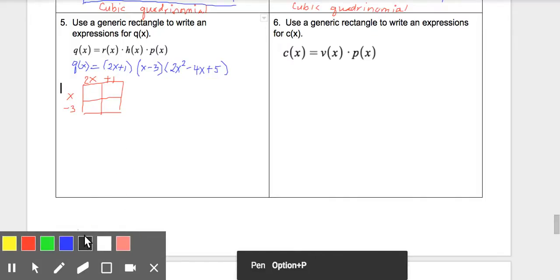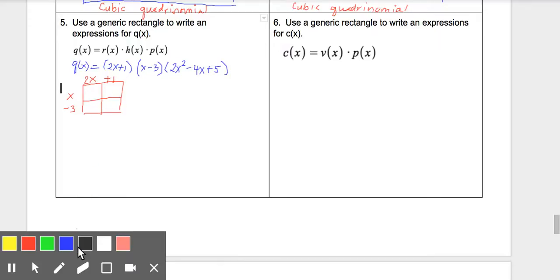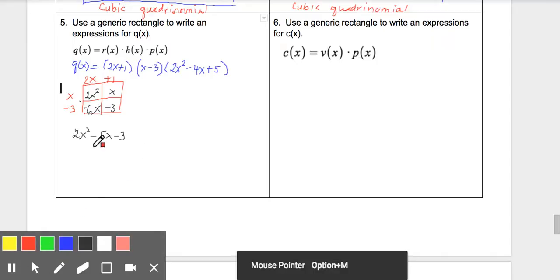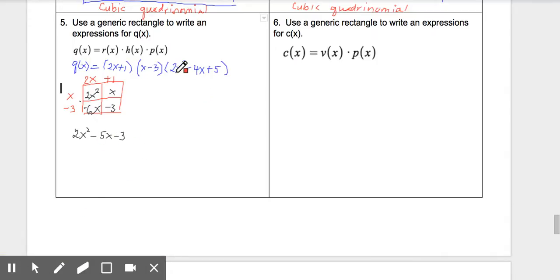So x times 2x is 2x squared. X times 1 is x. Negative 3 times 2x is 6x, and it should be negative. Negative 3 times 1 is negative 3. Therefore, the area of this rectangle is 2x squared minus 5x minus 3. Then we will multiply this to the last polynomial, to the last trinomial.